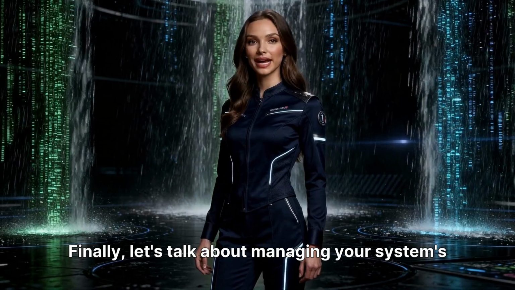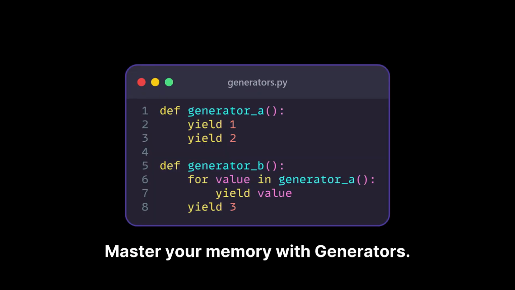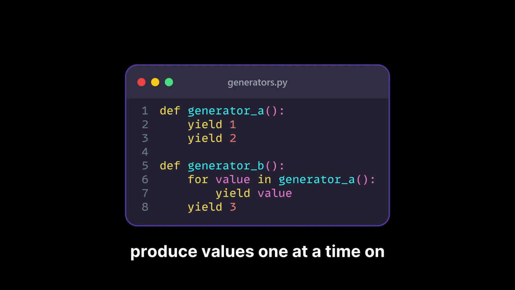Finally, let's talk about managing your system's memory when working with massive amounts of data. Master your memory with generators. By using the yield keyword, these functions produce values one at a time on demand. It's the most efficient way to handle large data sets in Python.